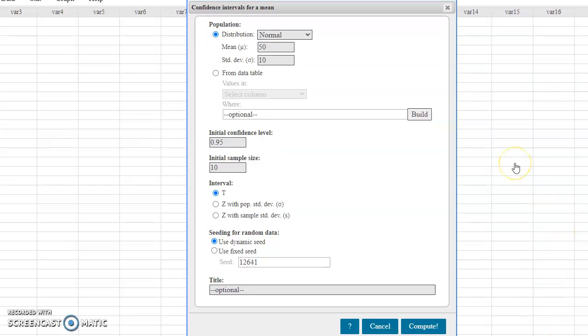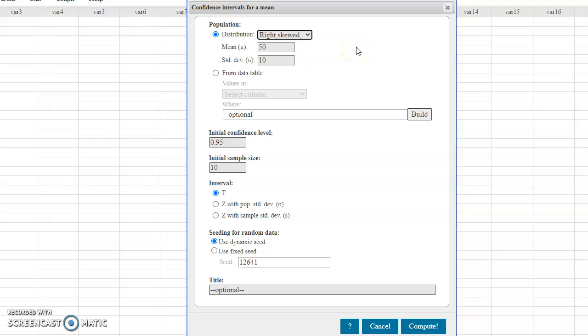In the first video, we looked at basically this one. We had a normal population with a mean of 50 and a standard deviation of 10, and we looked at a small sample size with confidence level 90% and 99%. This time, we have a small sample size, but we're going to look at a right skewed population.